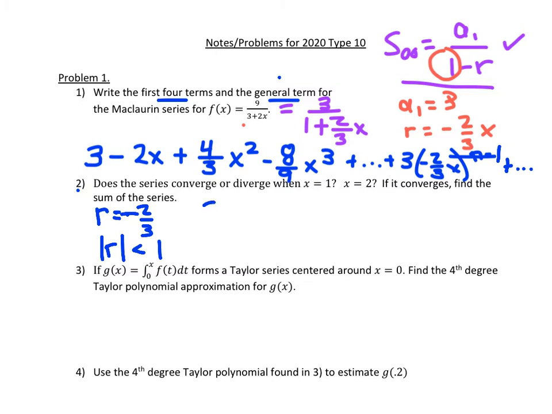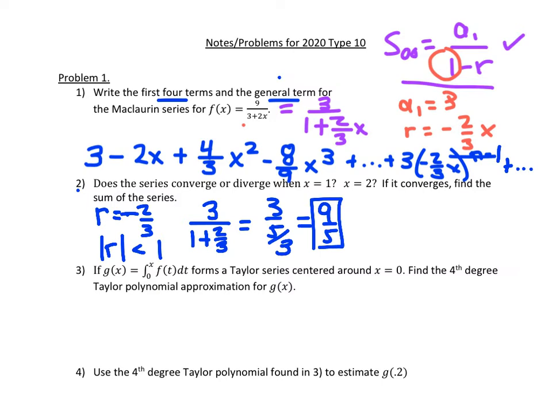Okay, so my first term would be 3 over 1 plus 2/3. This overall would give me 5/3, so 3 divided by 5/3 is equal to 9/5. So that's the sum of that series that we do have.